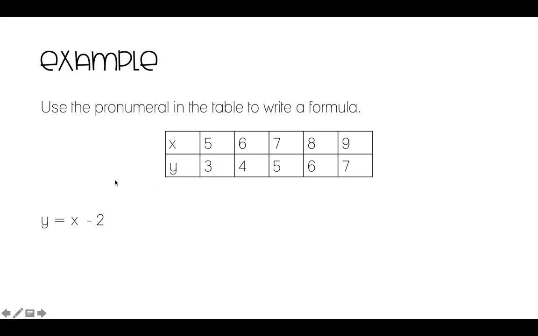Now if I was to put 6 into here, it would be y equals 6, take away 2. So y equals 6, take away 2 equals 4. 7, take away 2 equals 5. 8 take away 2 equals 6, and 9 take away 2 equals 7. So we can see that our rule works.